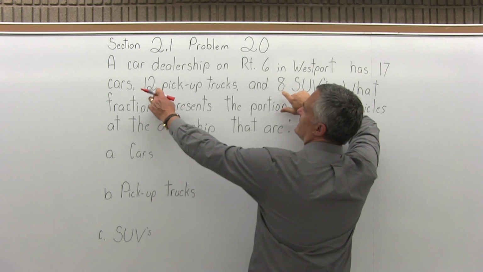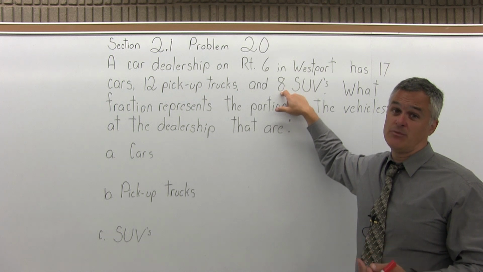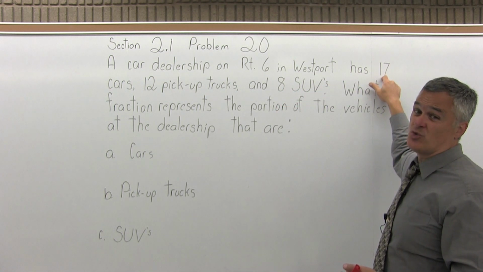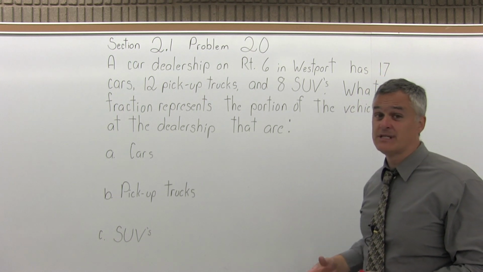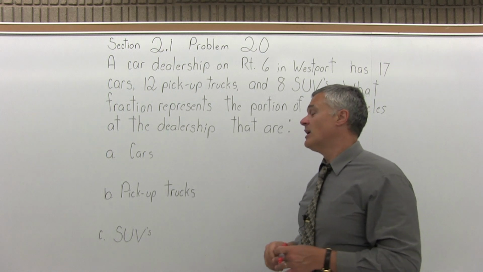So just at a quick glance, let me add the 8 and the 12 first, because I can see that comes out to 20. 8 plus 12 is 20. And then 17 more for the cars. So 20 and 17 more would be 37. So there's a total of 37 vehicles on this dealership.